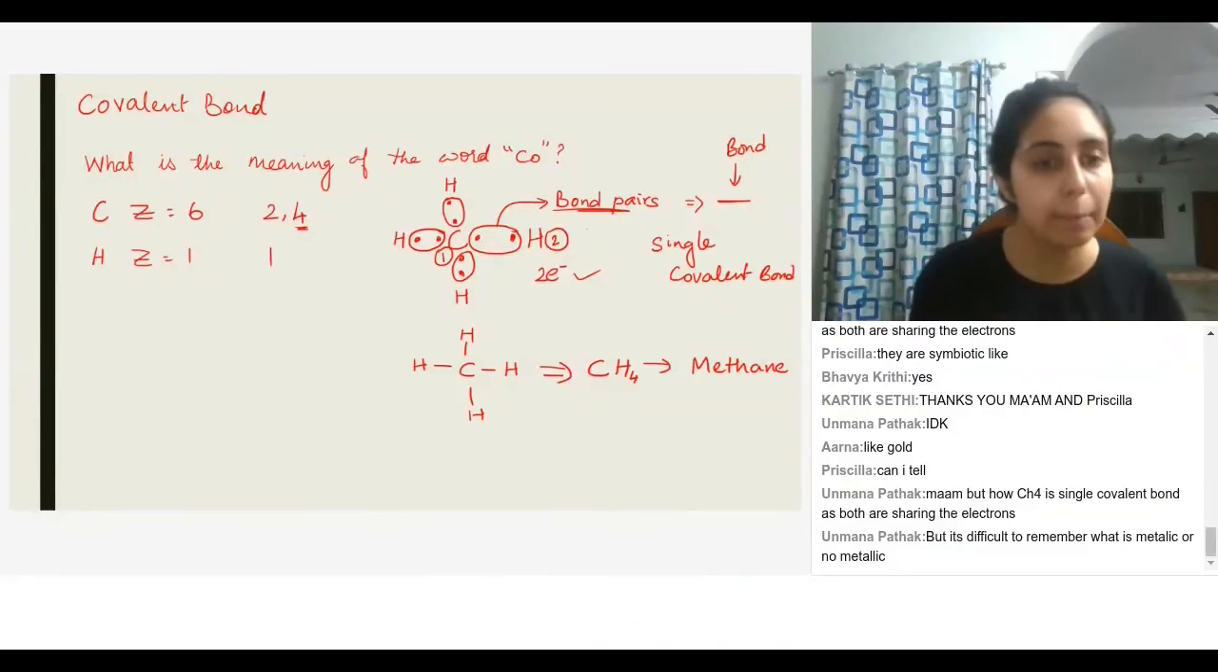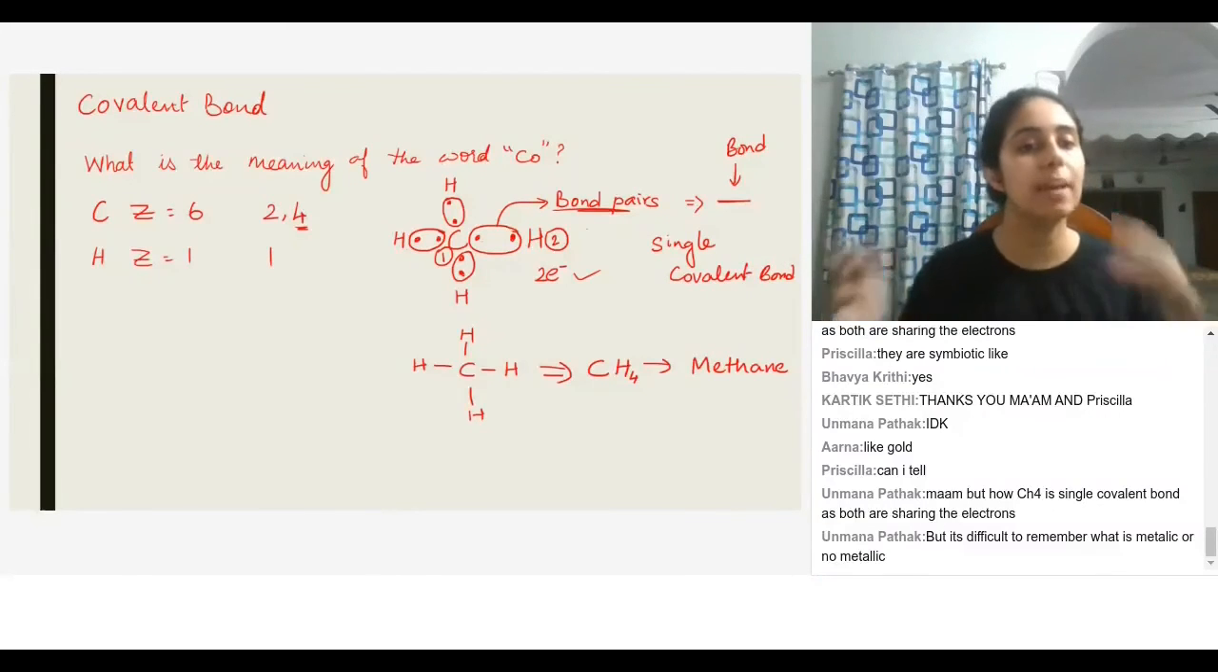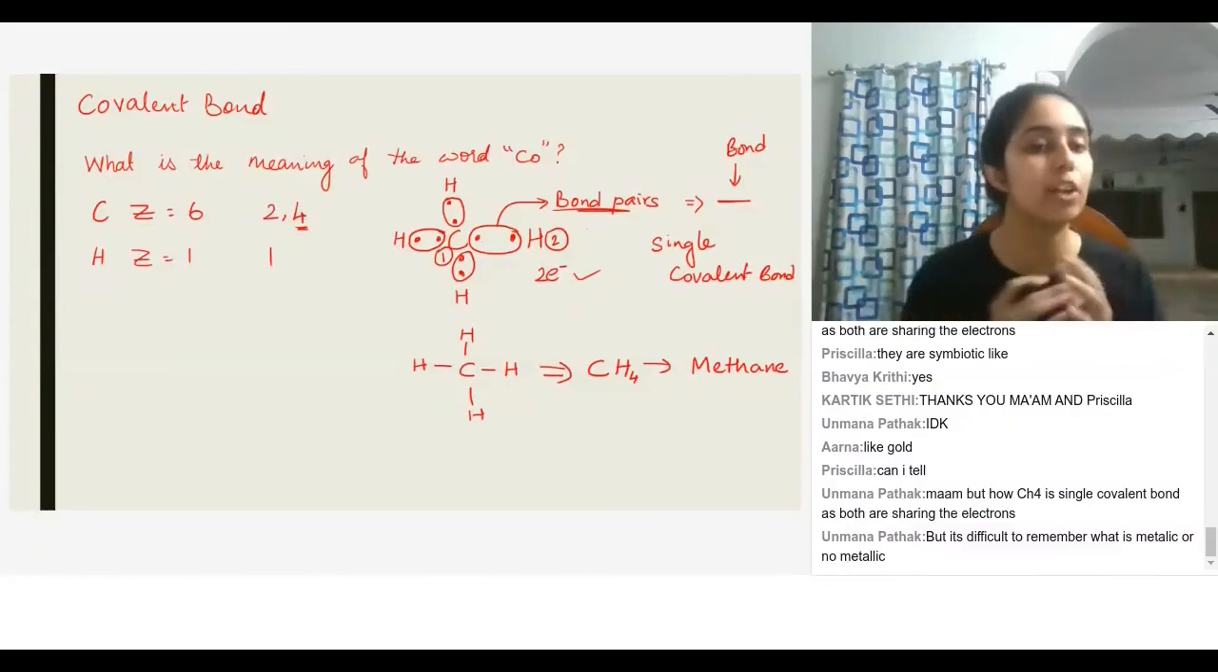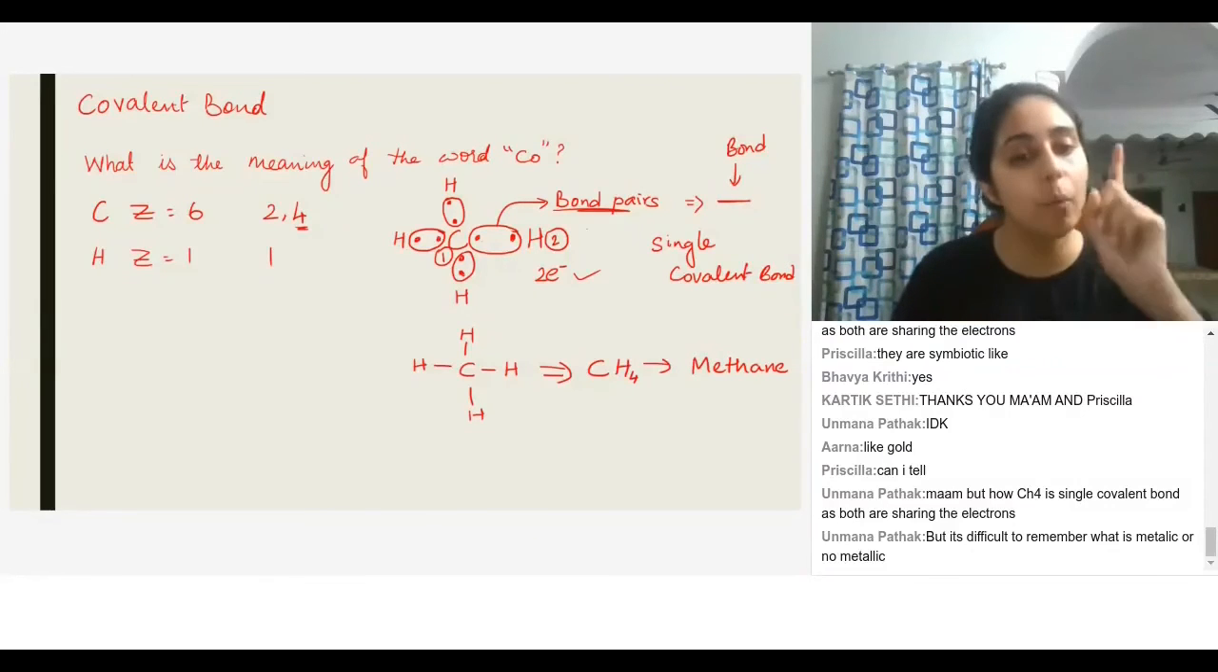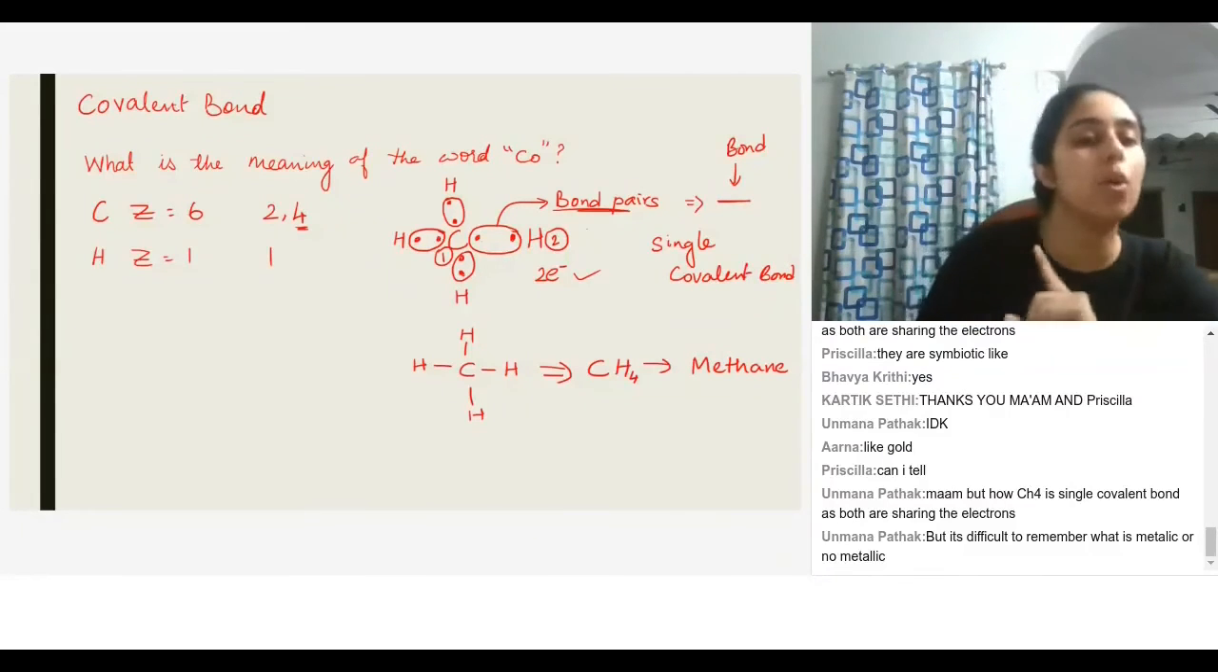Okay, so ma'am, how is CH4 a single covalent bond as both are sharing the electrons? That is because both of these are sharing one pair of electrons, correct? So the carbon atom and the hydrogen atom, both of them are sharing one pair of electrons amongst themselves. Did you understand, Unmana? Because they're sharing one pair, it is called a single covalent bond.